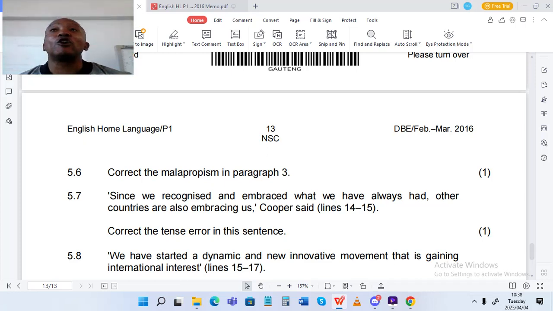They're saying there is a problem. You can't tell them I didn't see the problem. There was a problem. Let's quickly have a look. Since we recognized and embraced what we have always had, other countries are also embracing us. Tense has to do with verbs. Is kicking, was kicking, will be kicking. Kicked, kicks. You look for verbs. And then what are they saying? They're saying the following.